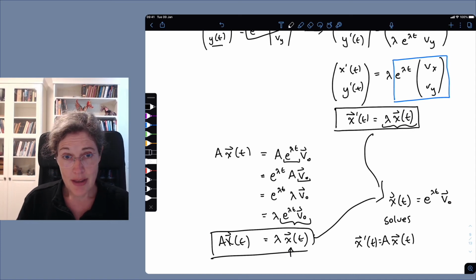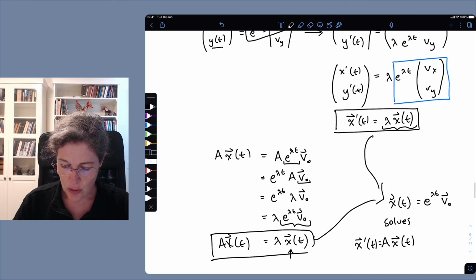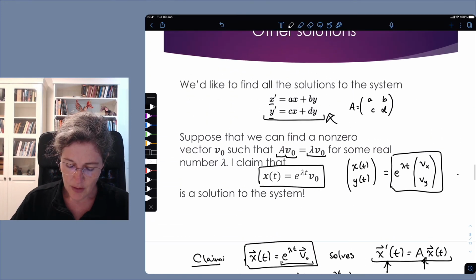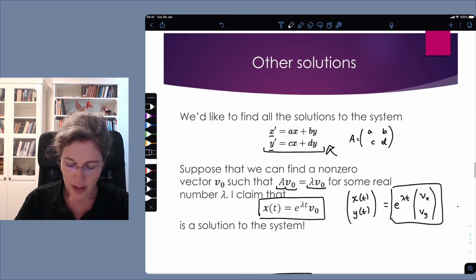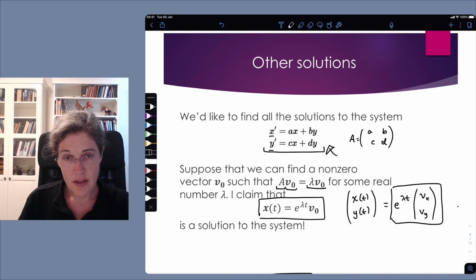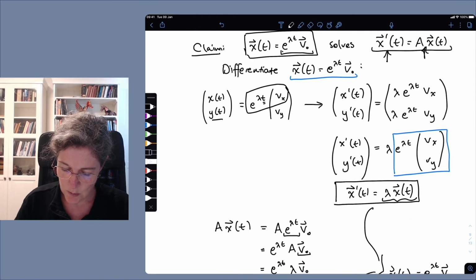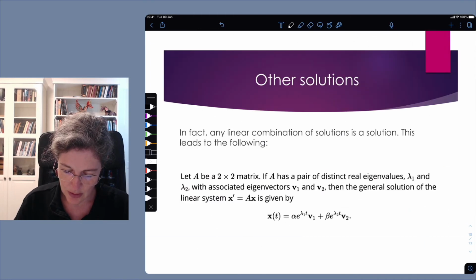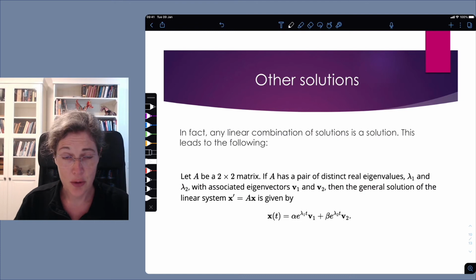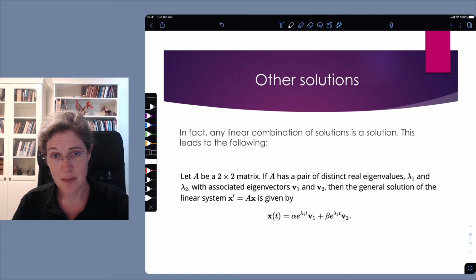Okay, so that's quite a big thing that we've just done, because we've just shown, going back here, that if we find the eigenvalues and eigenvectors for our 2x2 matrix, we can construct a solution based on those values. So let's... I was going to go and do an example, but I forgot about this slide.